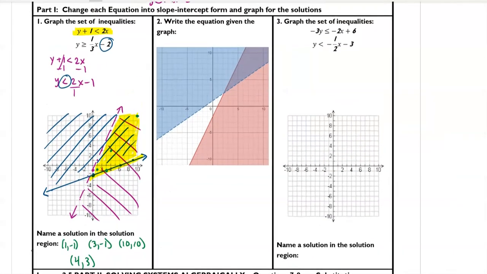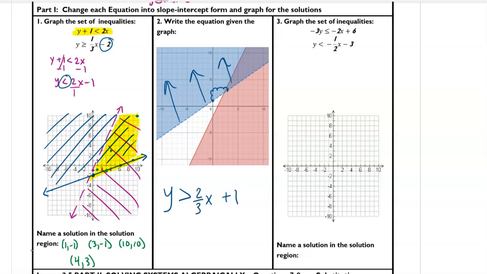All right, moving on to number 2, write the equation given the graph. So here we have 2 lines. Looking at the blue one, this guy is shaded above, so I know he's going to be greater than. This line is dashed, so I know there is no equal to. Let's look at the intercept right here at positive 1. And our slope, we need to find another pretty point here. Looks like we go up 2 and to the right 3.